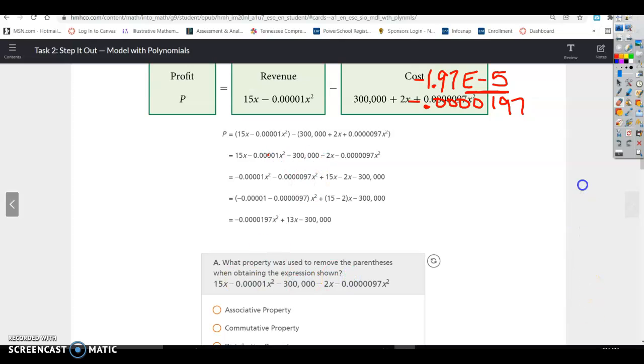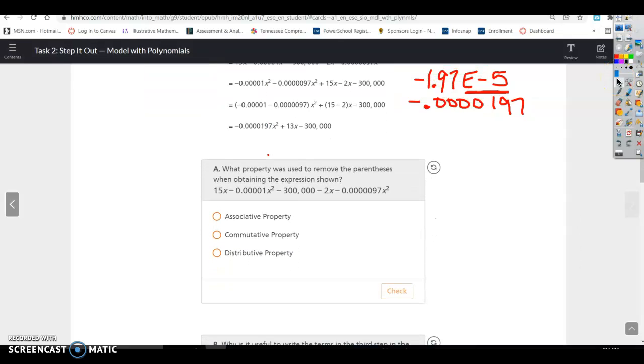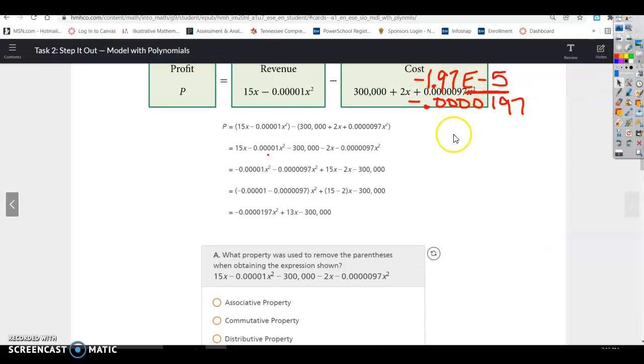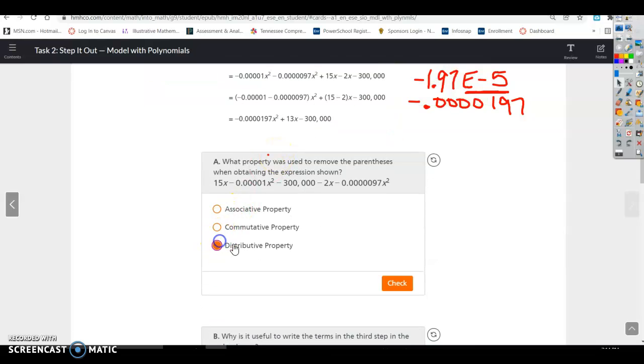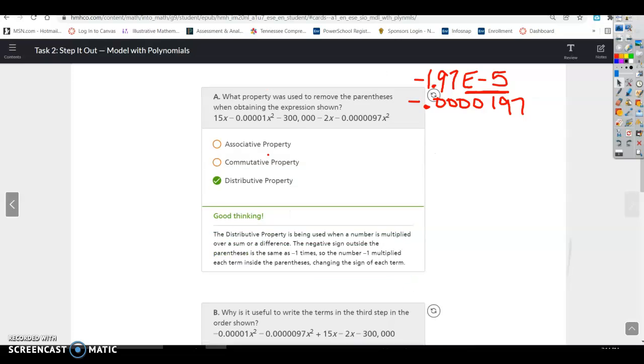All right, it says, what property was used to remove the parentheses when obtaining the expression shown? So to get rid of that parentheses, we had to use distributive property because we distributed the -1 or the negative sign there. So that would be distributive property.